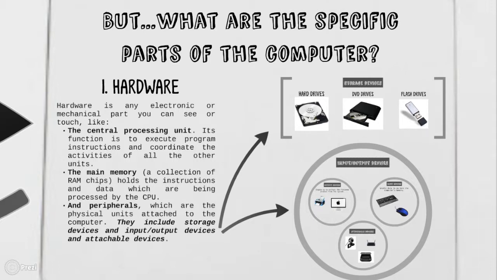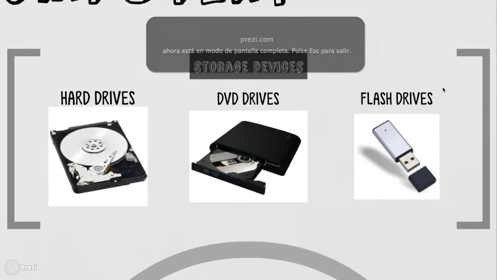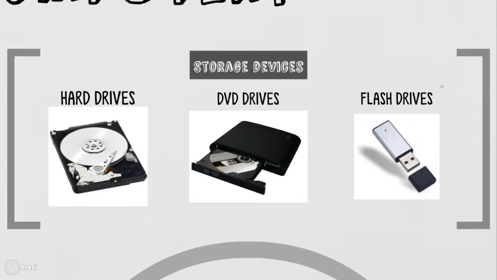And thirdly, there are the peripherals, which are all the physical units attached to the computer, the external parts of the computer. And there are two main possibilities here. The storage devices, which are all the devices you can connect to the computer to have more memory, like the DVD drives.